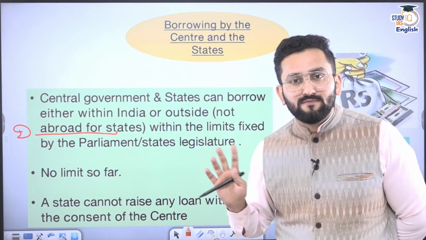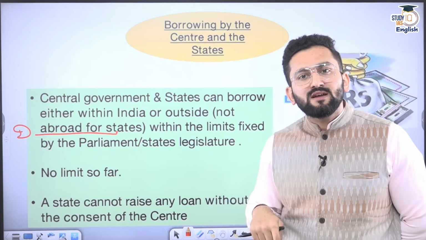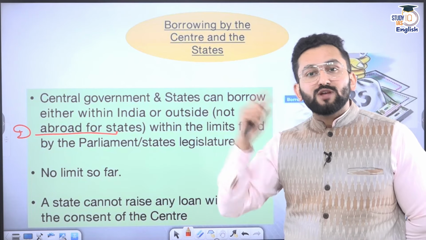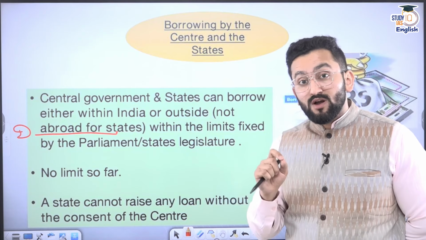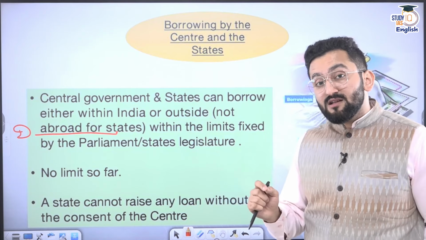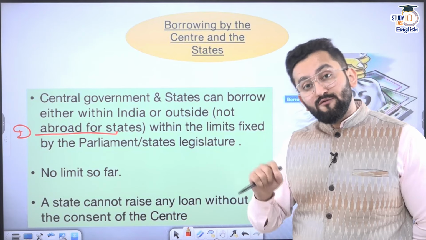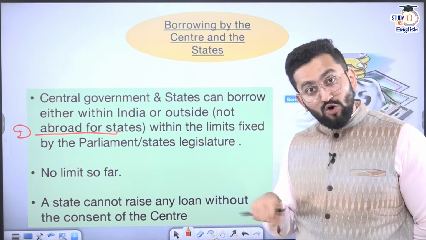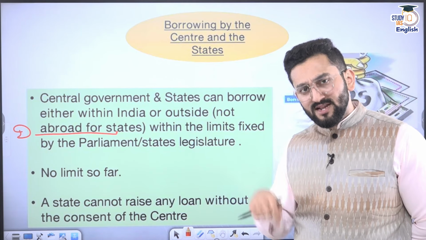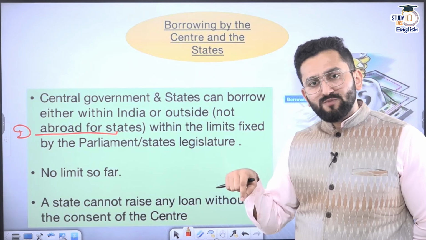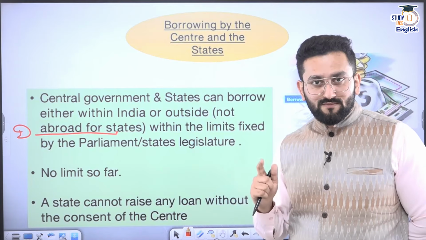One thing should be clear. Now the point is loan from inside and outside. So the answer is that the center is allowed to take loan from inside, means our own banks or banks working in our territory or other financial instruments, or from outside as well.